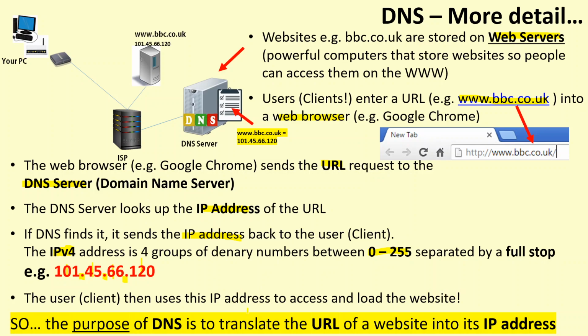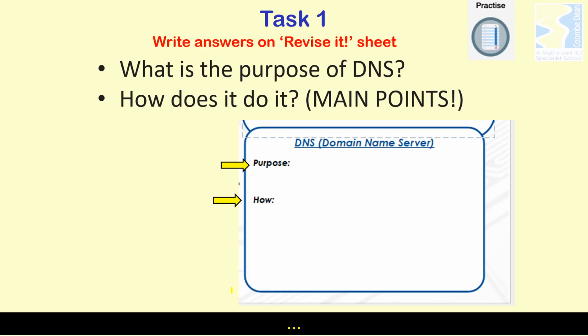So again, the purpose of DNS is to translate the URL of a website into its IP address so a person or a client or a customer user can access the website. That's everything you need to know about DNS. On your sheet, you've only got a small box here, so keep this concise, keep this simple. What was the purpose again? And what are the main points? The main points only. How does it work? Take a moment, try to do this, and then check your answers on the next slide.